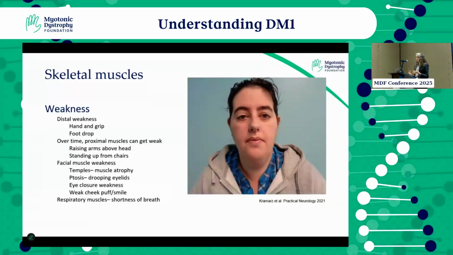Weakness is part of the skeletal muscle involvement. With DM1, it's a distal weakness. So the weakness comes about with the hand and grip and also in the feet. So people might have a foot drop, which is not being able to pull the toes up towards the face. And this can be noticed with walking. Like sometimes people describe it feels like their feet are slapping on the ground, or they might be tripping on their toes. Over time, proximal muscles can get weak, and those are muscles that are around our shoulders to lift our arms above our heads, or our legs and hips standing up from a chair.